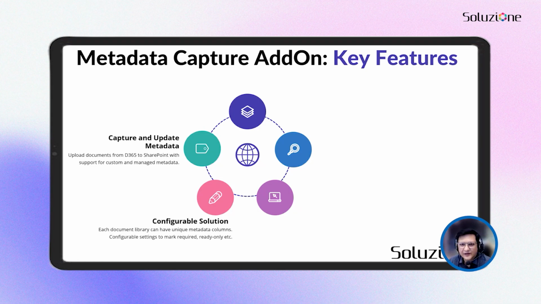The second feature is it's a very configurable solution. You can have different entities. I'm assuming because we are all a part of Dynamics or model-driven app, we understand entities and tables. So different entities like an account entity or a case entity can point to different document libraries. And in different document libraries, you can have different types of metadata. You can configure which metadata is required, mandatory metadata, which is optional metadata, which is read-only, users cannot edit them, and so on and so forth. So it is a highly configurable solution.